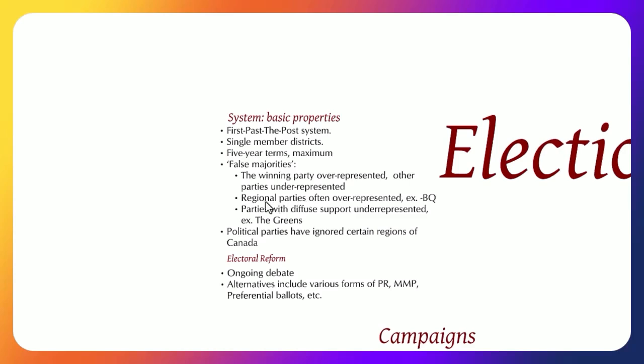Regional parties can also become overrepresented, and a good historical example of that is the Bloc Québécois that managed to tap into the regional support in Quebec for representation. Parties with diffuse support across the entire country, on the other hand, tend to be underrepresented. So the Greens are an excellent example of that.